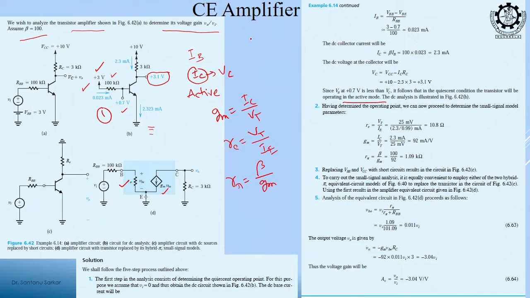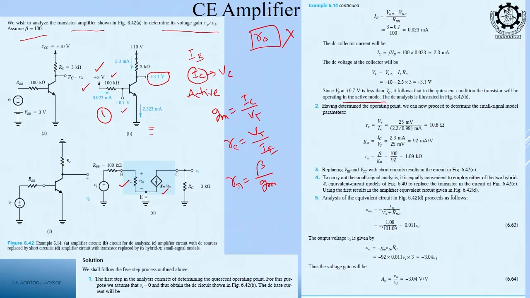If we have all of these, we will get R pi and we will get GM. As the early voltage is not given, we will not consider R naught. Early voltage is not specified, so we are assuming there is no R naught. Then what is your gain? Minus GMRC.